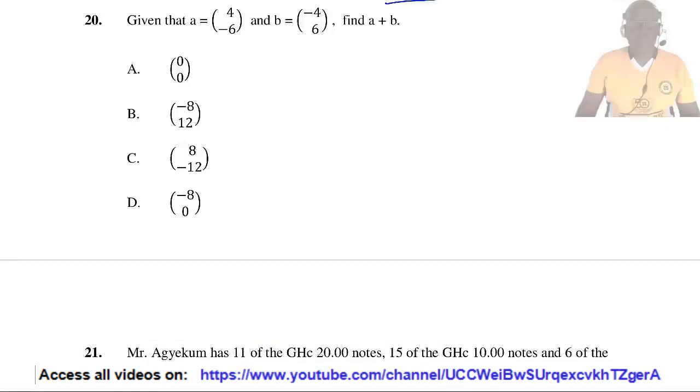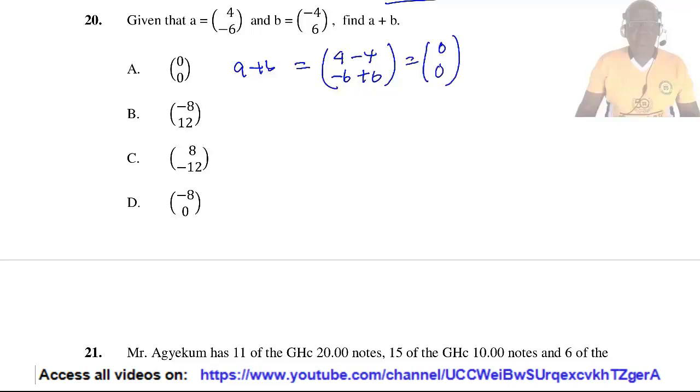Question 20. Given that A equals 4 over minus 6 and B equals minus 4 over 6, find A plus B. A plus B is going to be equal to 4 minus 4 and then minus 6 plus 6, which equals 0, 0. So the answer is A.